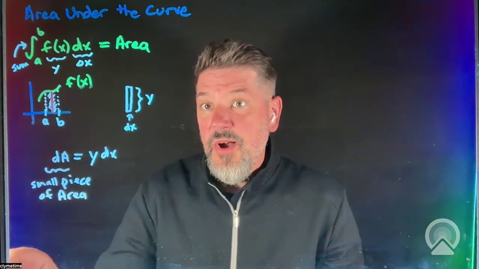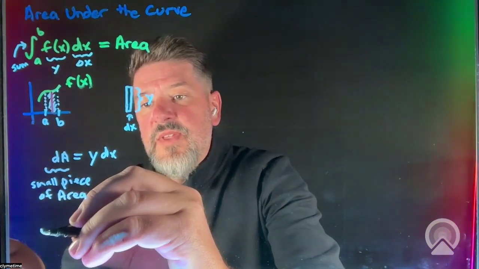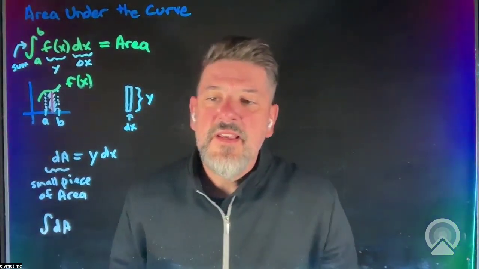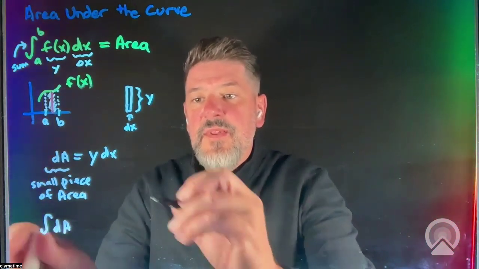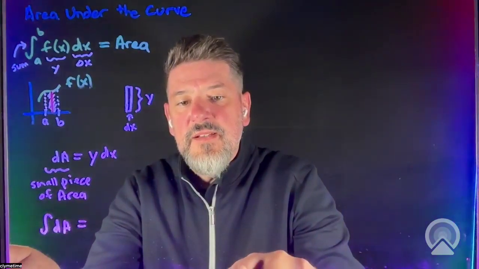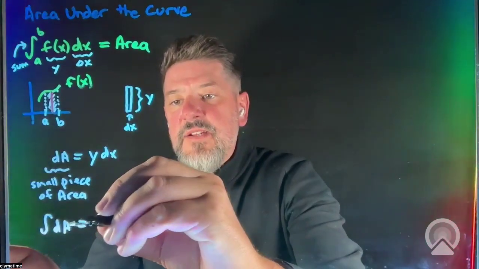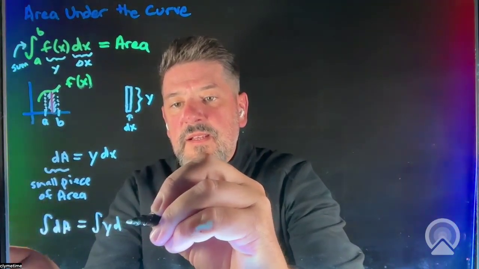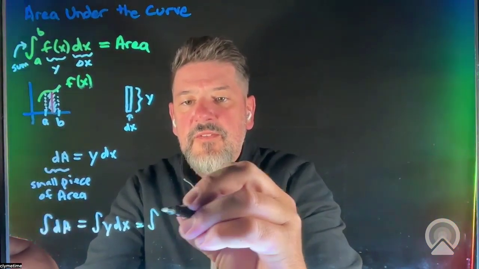So if we want to add up all of the areas, if we want to take the sum of all the areas, that's where this comes in. This is the sum of all the little tiny pieces of area. If you add up all the little tiny pieces of area, you're going to have the total area. So the integral of dA is the same thing as the integral of y dx. And y is the same thing as f of x. So this is the integral of f of x dx.